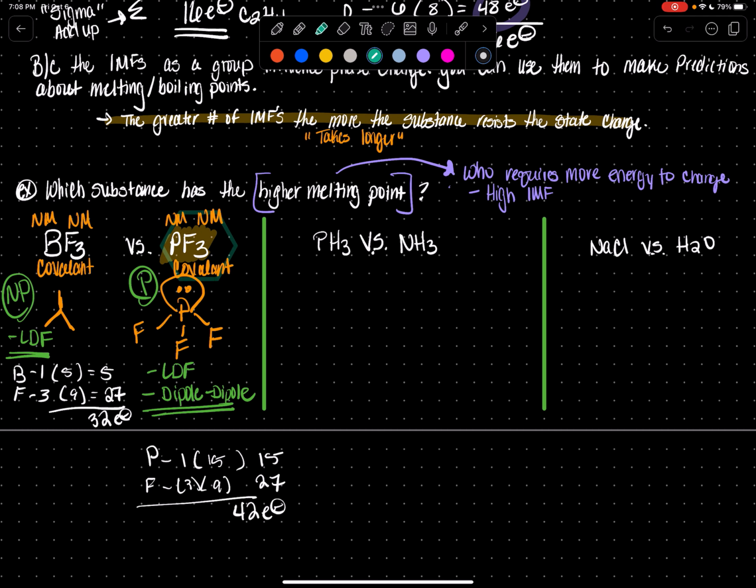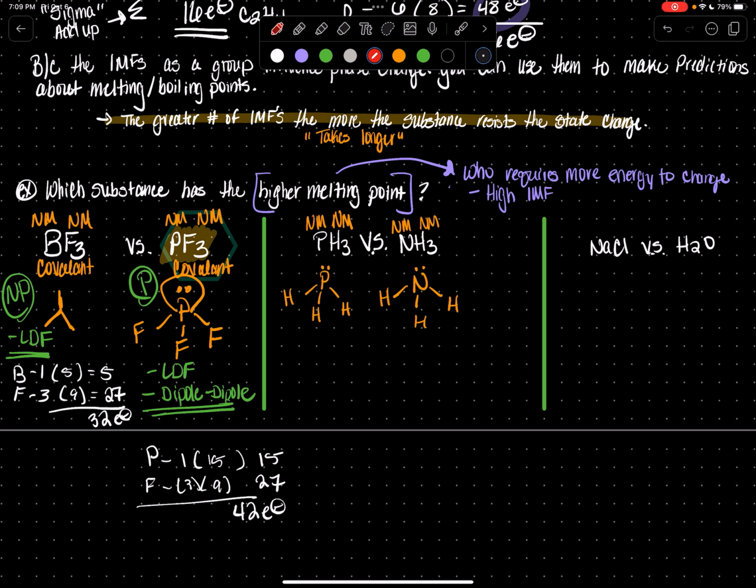Do the same exact steps for the other two. So let's get busy. I see phosphorus as a nonmetal. Hydrogen's a nonmetal. And then we have nitrogen, a nonmetal. Hydrogen's a nonmetal. All right, I know phosphorus makes that funny shape. Pyramidal. And same thing with nitrogen over here. All right. So they're both polar. They're both covalent.